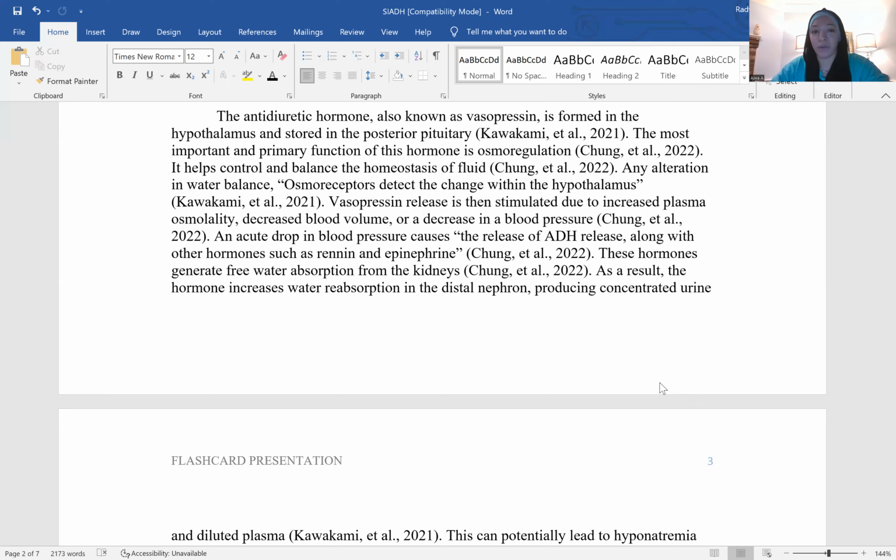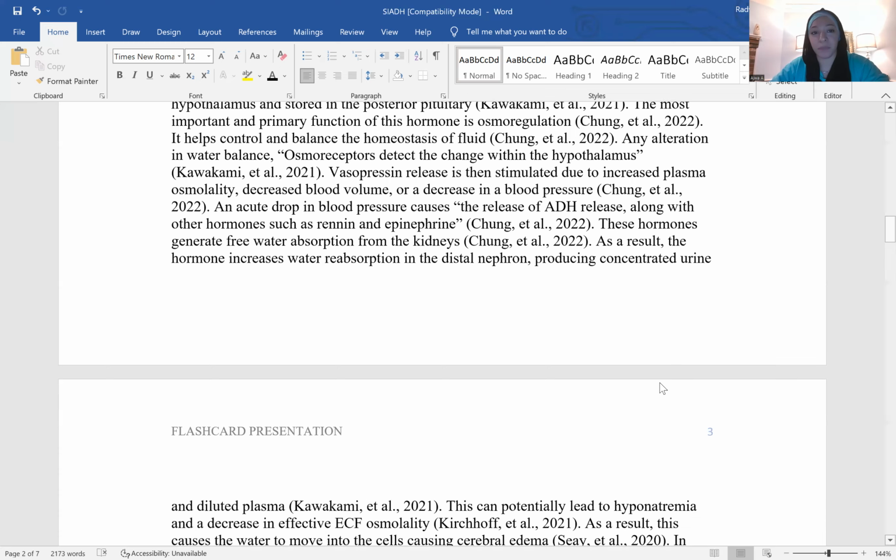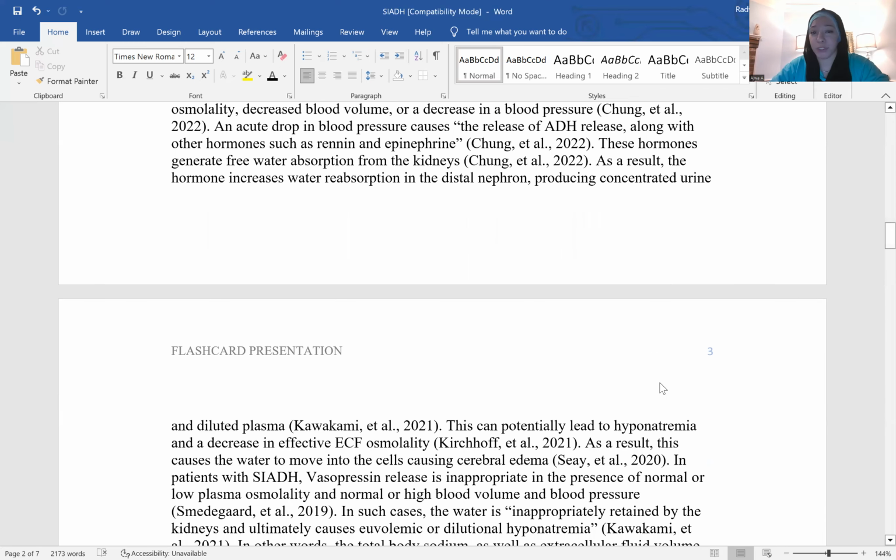With any alteration in the fluid balance, the osmoreceptors detect the change within the hypothalamus. Vasopressin release is then stimulated due to the increased plasma osmolality, decreased blood volume, or decrease in blood pressure. An acute drop in blood pressure causes the release of ADH, along with other hormones such as renin and epinephrine. These hormones generate free water absorption from the kidneys.